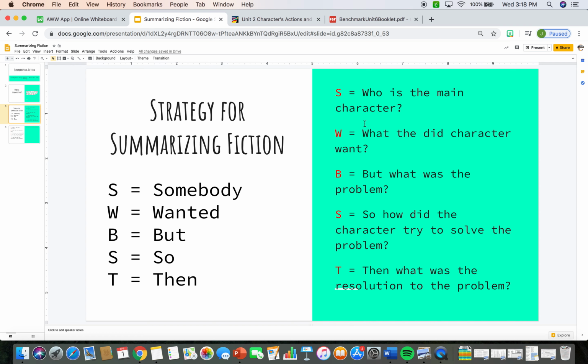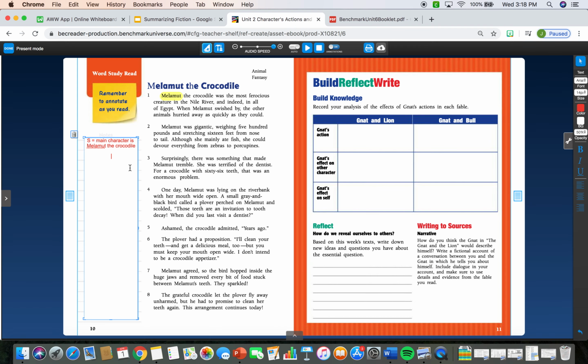Now these don't always have to be in order. Sometimes the problem occurs before we know what the characters want. So just make sure that you label them in order, but when you're reading it, the answer may not be in order. So just be aware.